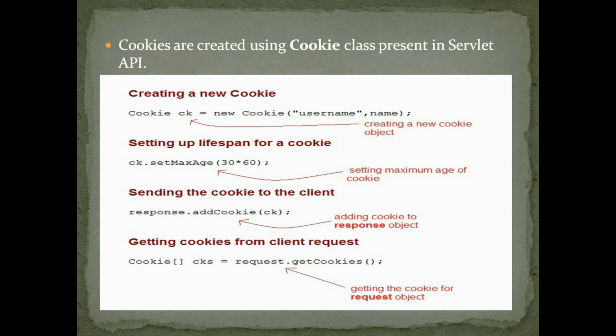Okay, and one more thing, here you can set up a lifespan for a cookie. So you can set the maximum age of a cookie, like by this time I have to expire the cookie values. You can set it by calling the object ck with setMaxAge, which sets the maximum age of the cookie, 30 into 60 like that.